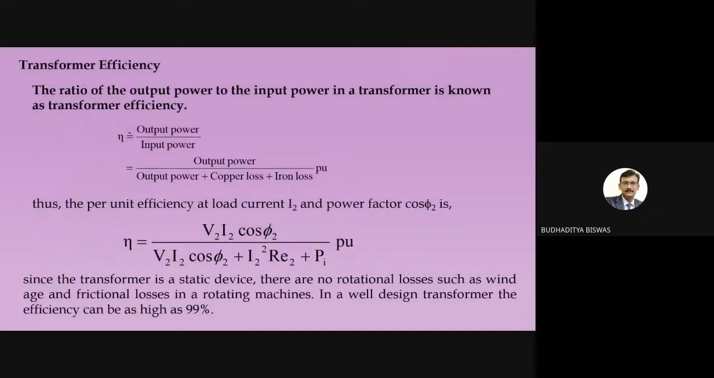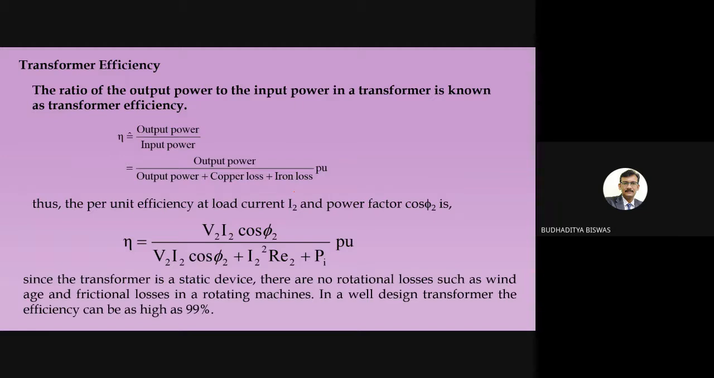Now come to the last topic of this chapter, which is the transformer efficiency. What is called the transformer efficiency? Because this term efficiency is related to every instrument we use. What is the efficiency of your mobile charger? What is the efficiency of the geyser? What is the efficiency of our AC? What is the efficiency of our sound bar or whatever we have? So this term efficiency is used everywhere.